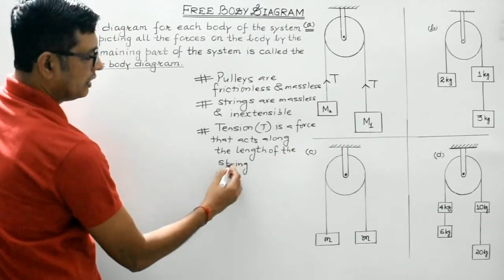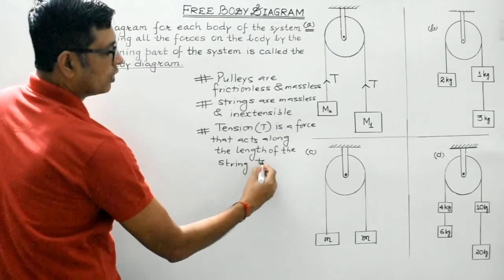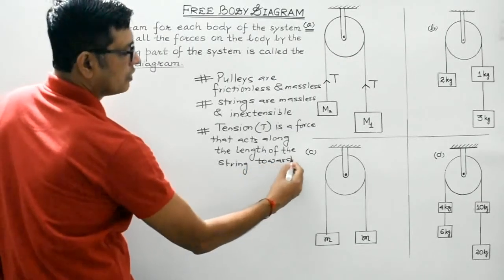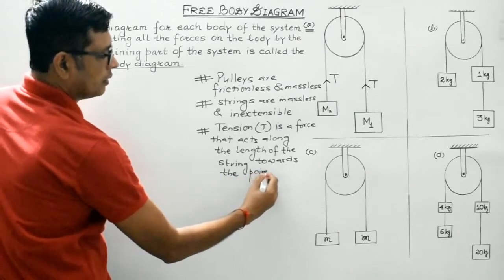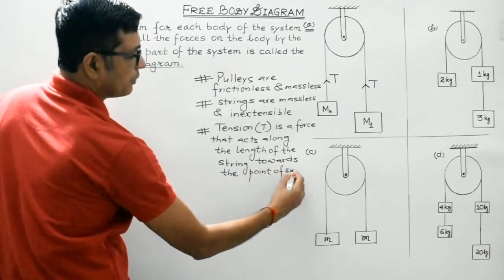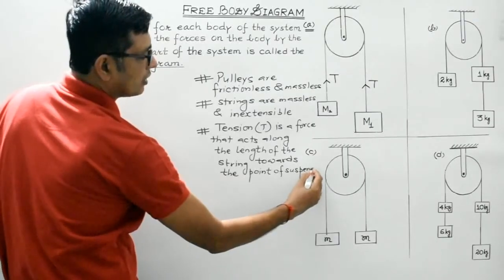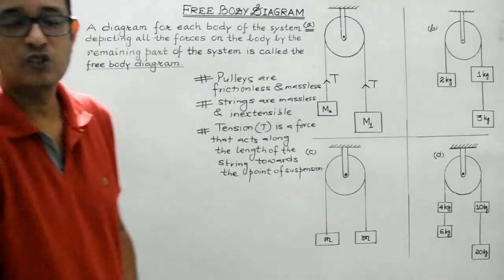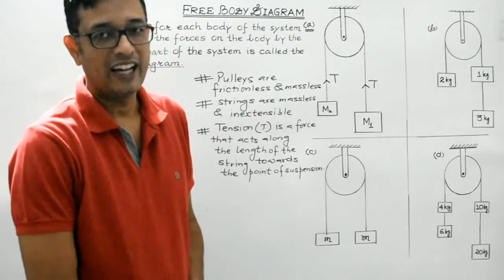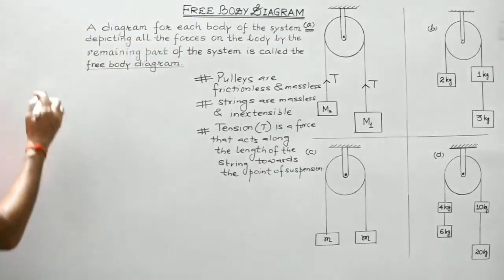That acts along the length of the string towards the point of suspension. So these are some of the points which you need to keep in your mind before attempting to draw the free body diagram. Right? Now let's consider case C.